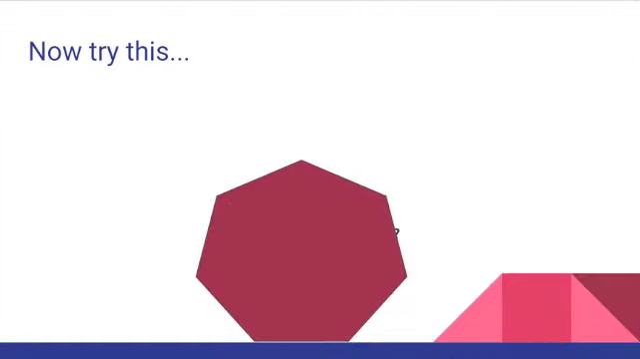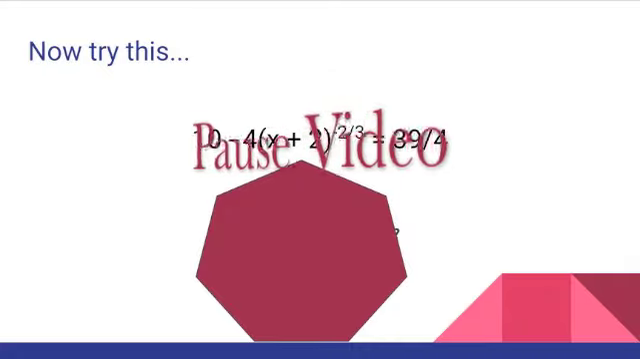Okay, so now try this one. What's the area of this shape? No, just kidding. Pause the video if you need to solve it.